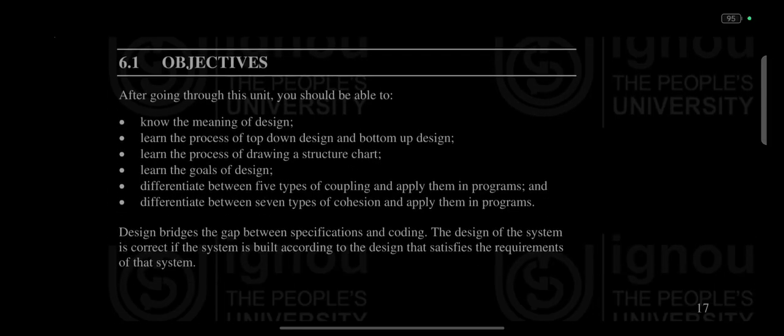Objectives: after going through this unit, you should be able to know the meaning of design, learn the process of top down design and bottom up design, learn the process of drawing a structure chart, learn the goals of design, differentiate between five types of coupling and apply them in programs, and differentiate between seven types of cohesion and apply them in programs. Design bridges the gap between specifications and coding. The design of the system is correct if the system is built according to the design that satisfies the requirement of the system.